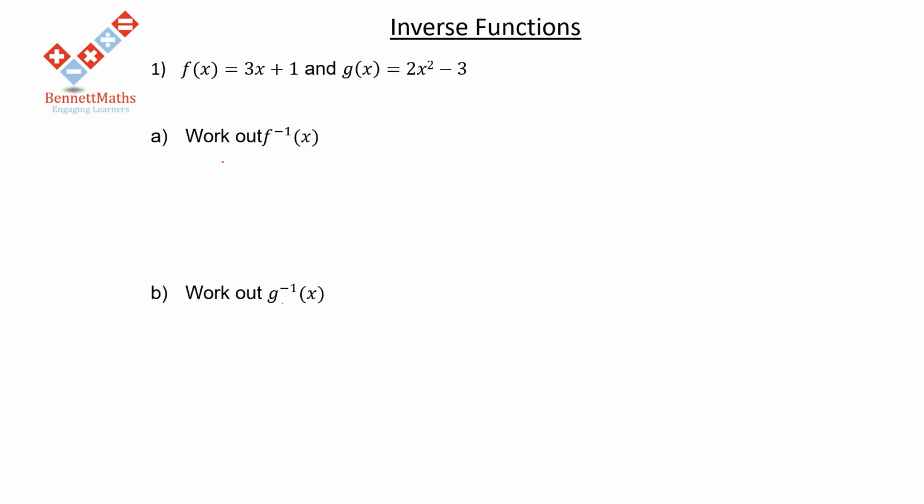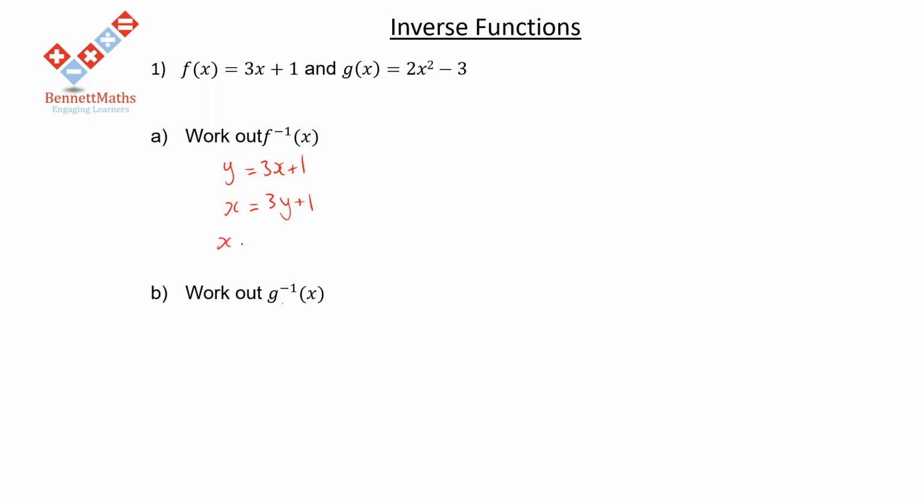So we can start off by writing y is equal to 3x plus 1. That's our original function. A function is just a graph. What we're going to do is swap over the x and the y value. So we have x is equal to 3y plus 1. And to find the inverse, we need to rearrange this to make y the subject.